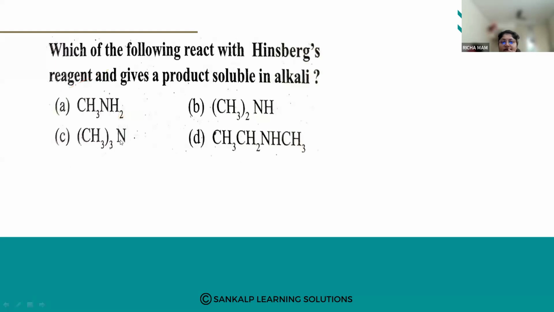Next question. Which of the following reacts with Hinsberg reagent and gives a product soluble in alkali? So we know what Hinsberg reagent is. It consists of benzene sulfonyl chloride. Which of the following will react with your Hinsberg reagent? It is your methanamine. Methanamine will react with your Hinsberg reagent.